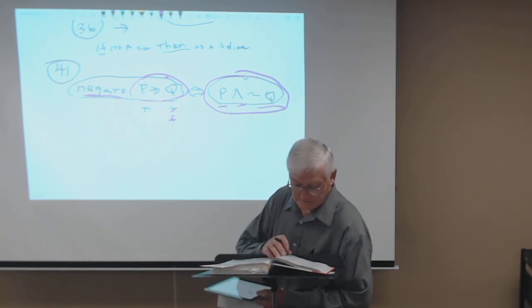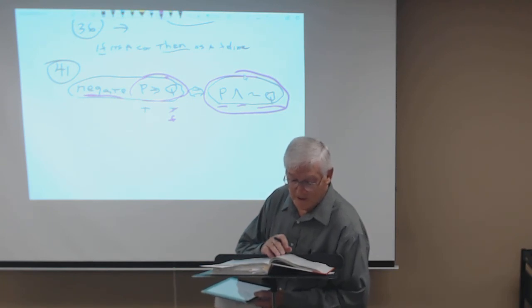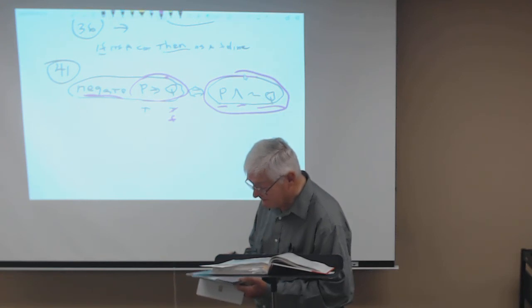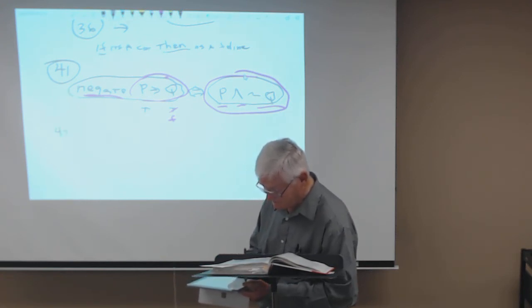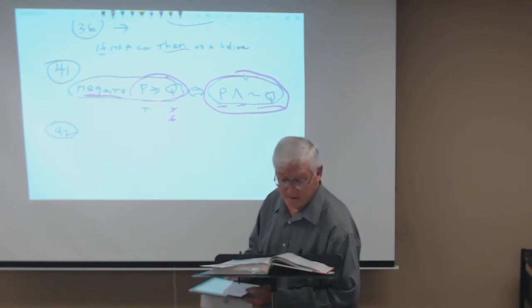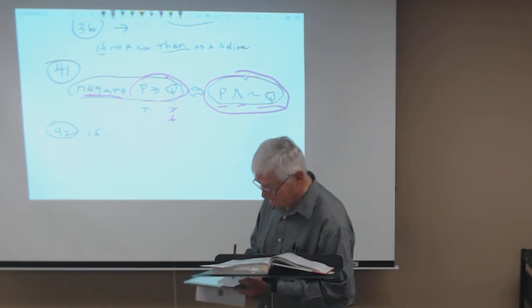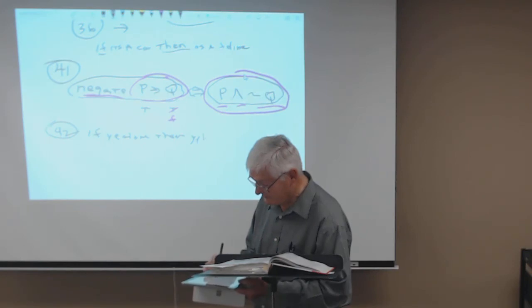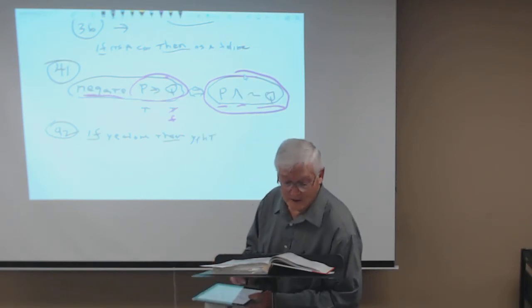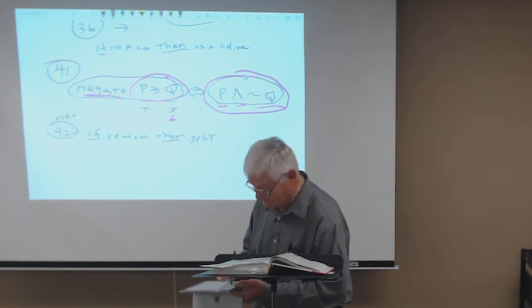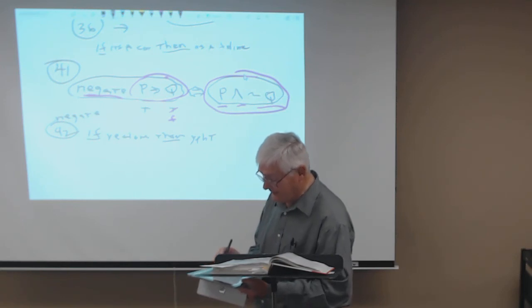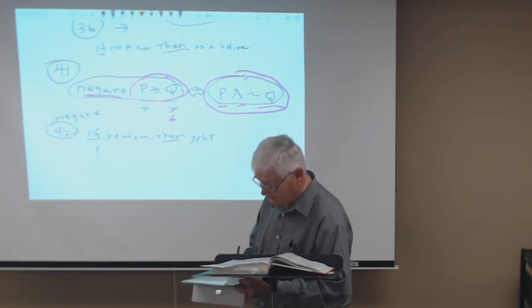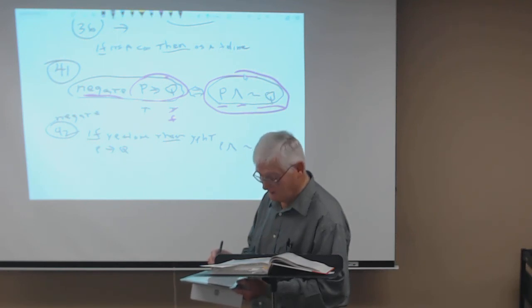Now, we use that information to answer these questions here. 42. If you earn a lot of money, then you pay heavy taxes. Okay, this is an if-then statement. And what do they want me to do? They want me to negate it. If P, then Q, to negate it would be P and not Q. Agreed?